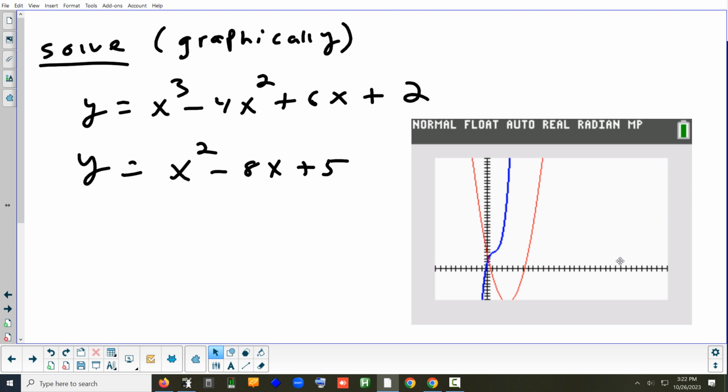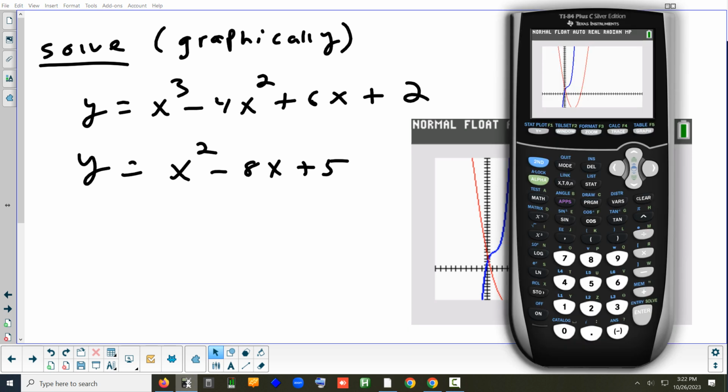All right, so how do I find out where they cross? Second calc 5. All right, and then hit first curve, second curve, and the guess. I like to get the guess at least on the screen. Probably doesn't matter, but sometimes when things are off the screen, it doesn't work.